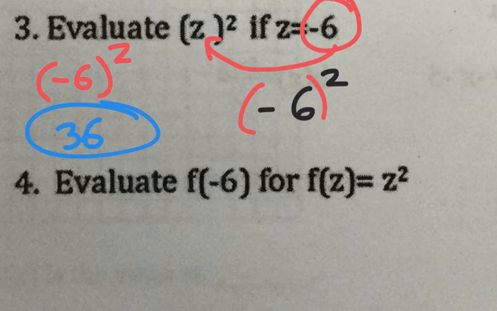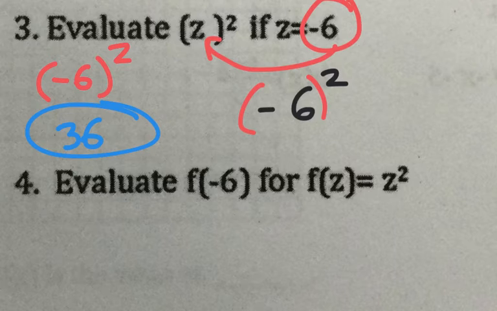Fine. Number 4. Evaluate f of -6 for f of z equals z squared. Pick a number 1 through 25. It's 15.